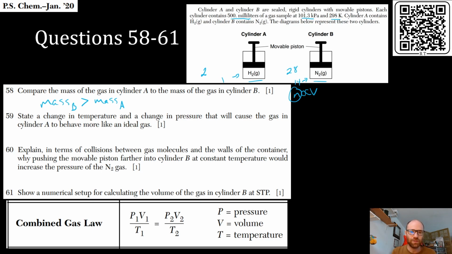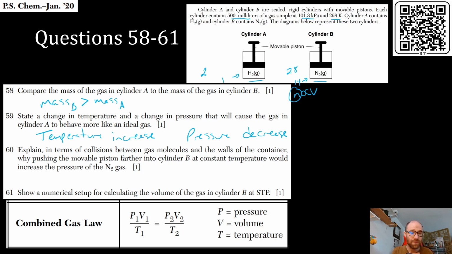A change in temperature and pressure that will cause the gas in A to behave more ideally. Well, it doesn't matter which one. The same change would make both behave more ideally. We want temperature to increase and pressure to decrease. This will cause your particles to spread out, to move faster, and to take up less of the total volume because the volume will go up. The attractions will be less present, less felt between the particles. This is all in all a very good change for ideality.